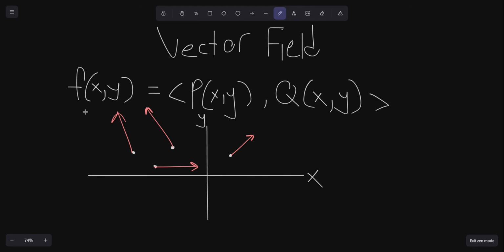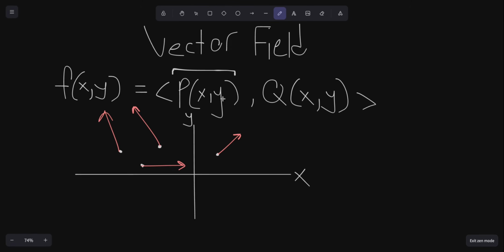And we can describe this as f of x comma y is equal to p of x comma y comma q of x comma y. This function p determines the output for the x component of the vector. Well, this function q determines the component for the y direction. All right, so this is the vector component in the y direction.